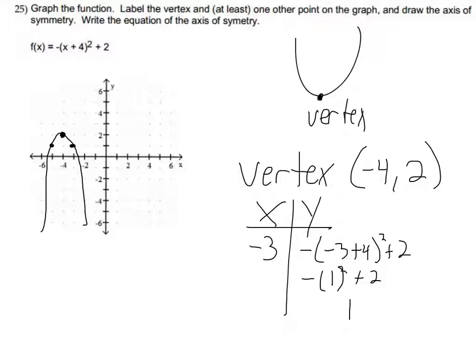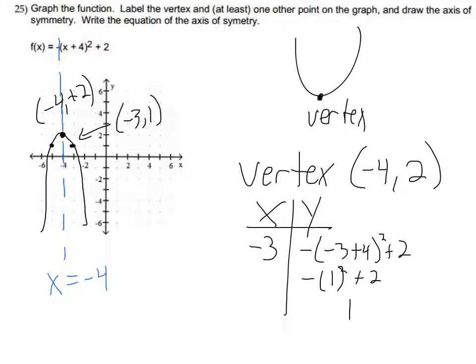Label the vertex. Label negative 4, 2, and at least one other point. Negative 3, 1. Negative 4, 2. Sorry, not negative 2. So we've labeled those. Draw the axis of symmetry. The axis of symmetry is right down the middle through the vertex. That would be crossing the x-axis at negative 4, so it's x equals negative 4. Write the equation of the axis of symmetry. We've done everything they asked for.